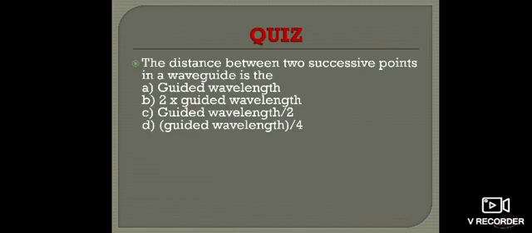The distance between two successive points in a waveguide is: option A is guided wavelength, option B is 2 into guided wavelength, option C is guided wavelength by 2, and option D is guided wavelength by 4. So which one is the correct answer? Please note this question.